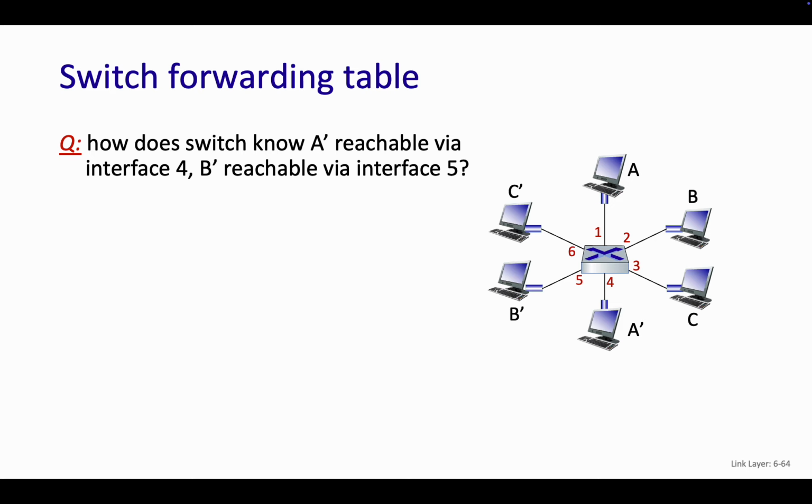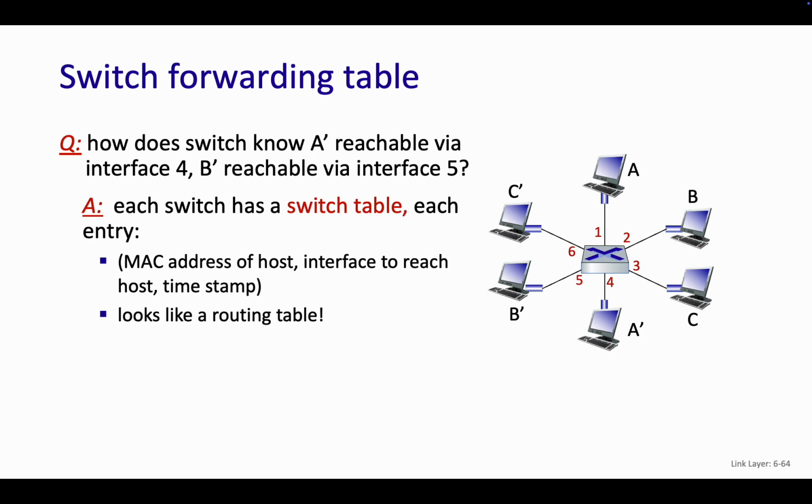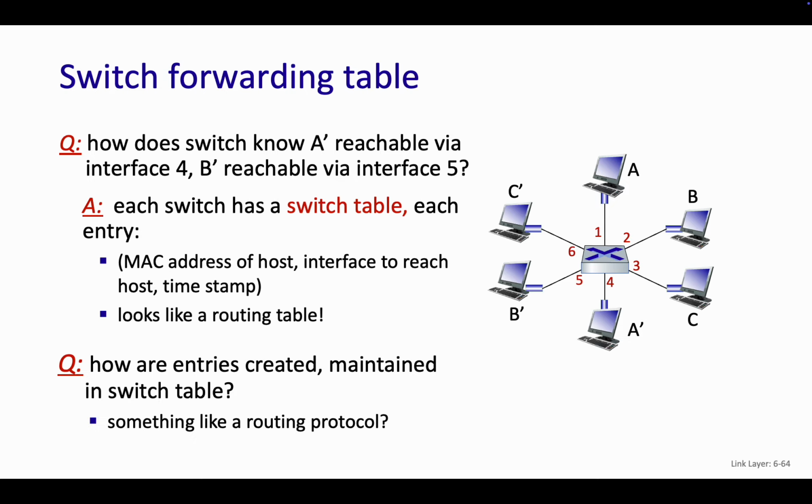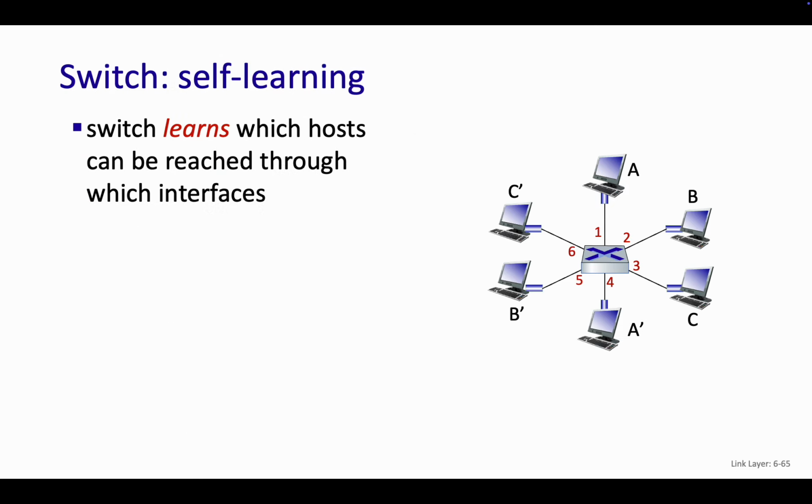So if you have A prime, how do they know they're reachable from these different interfaces? So let's talk about that. What they do is they have a switch table, very similar to a forwarding table. It will keep that mapping of, okay, this data came from A, so now I know which interface to pass it off to. So let's go through an example, and how it does it.